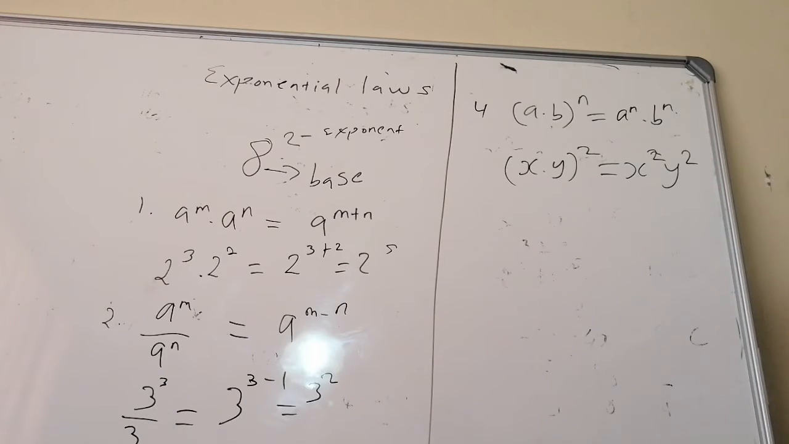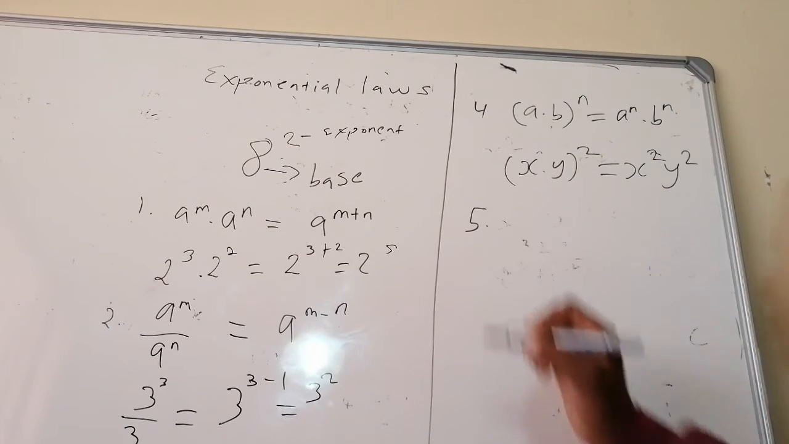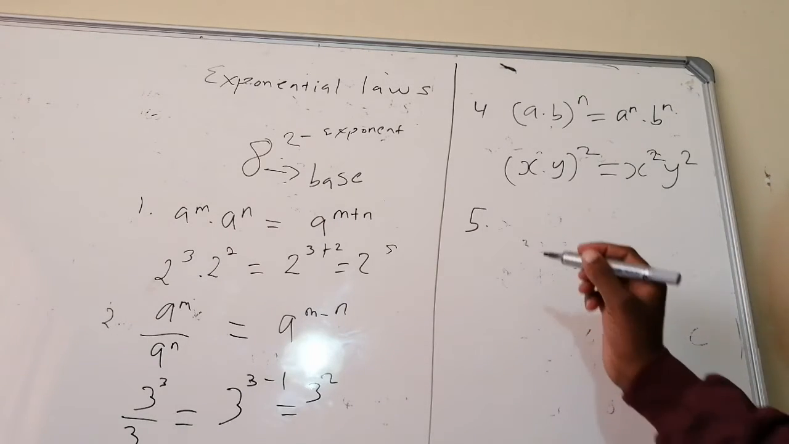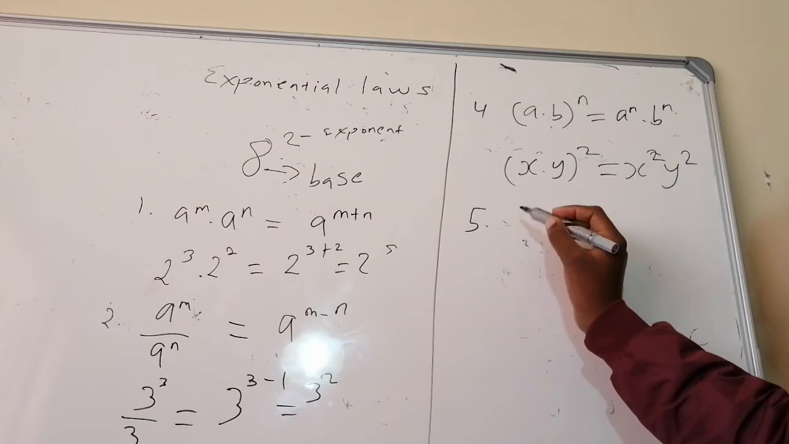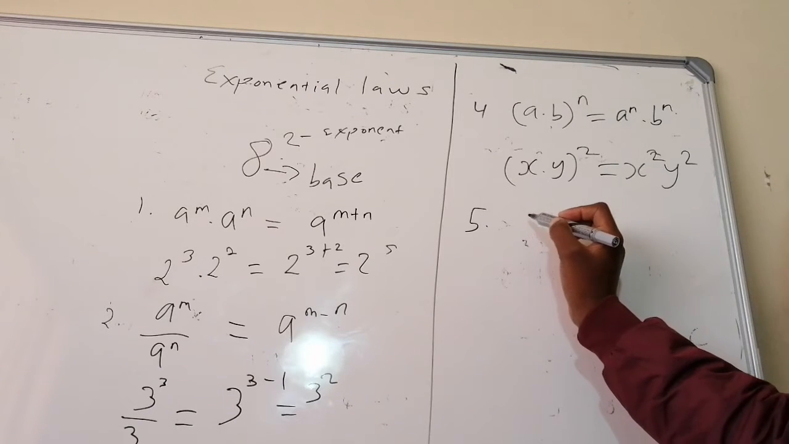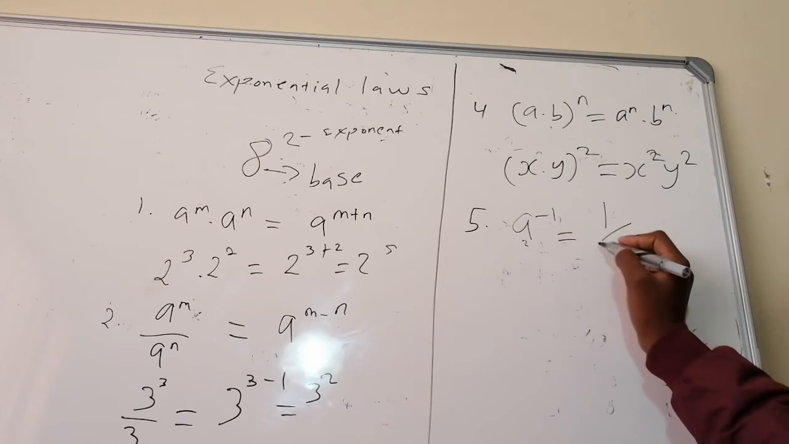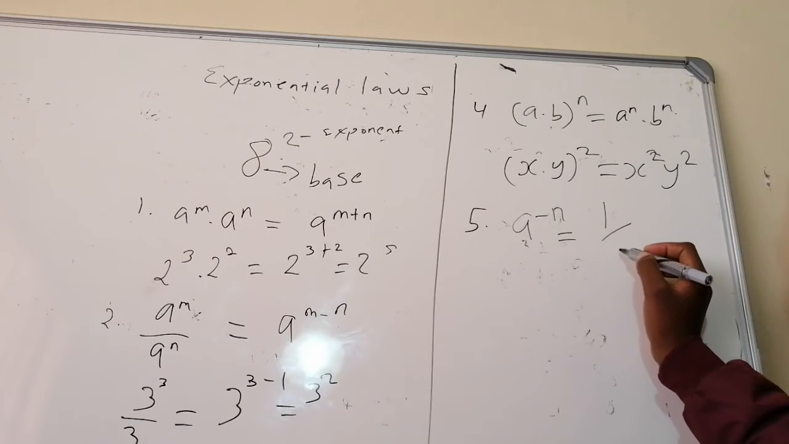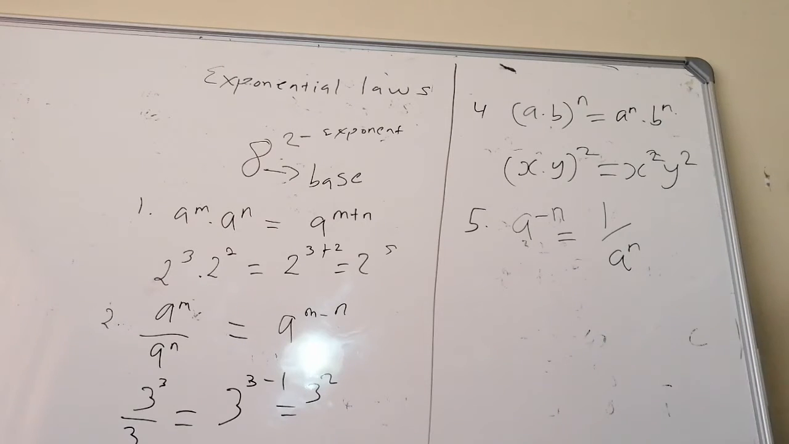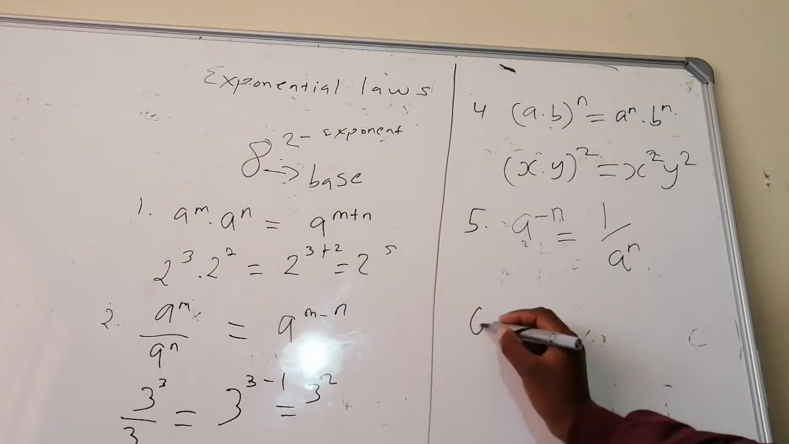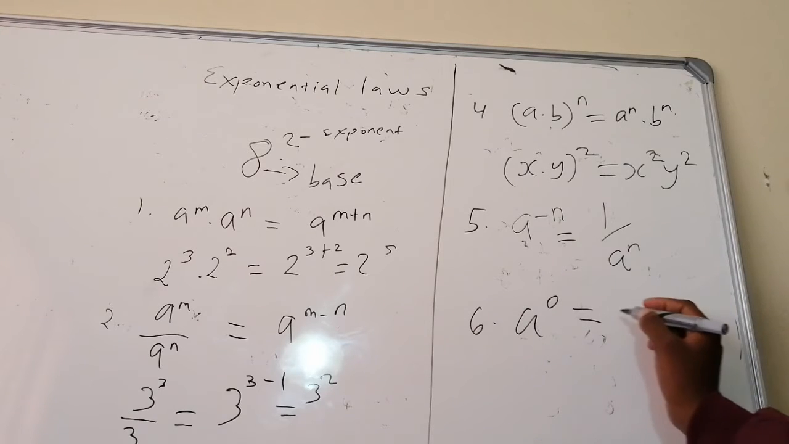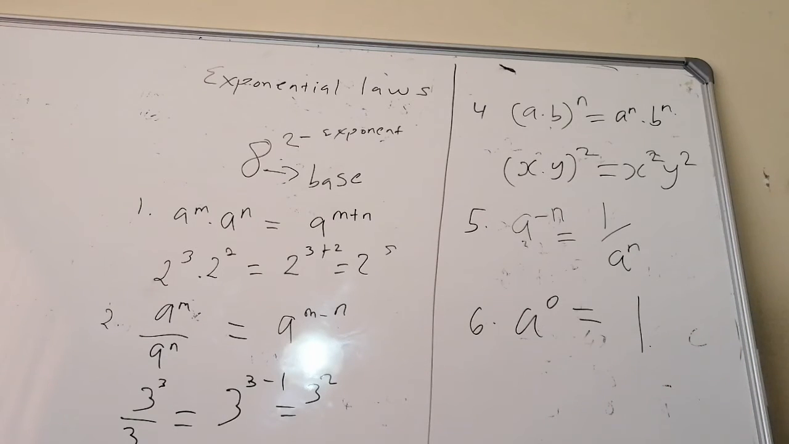So now we are going to the fifth rule. It says if we have a number raised to a negative exponent, that is the same as 1 over a to the power n. To change that exponent sign, we simply have to put the number in the denominator. Now, any number to the power 0 is equal to 1.